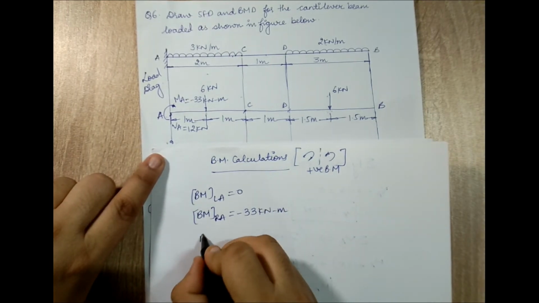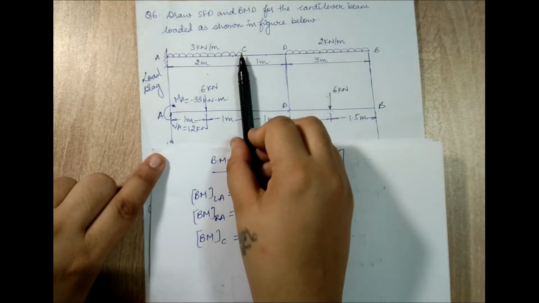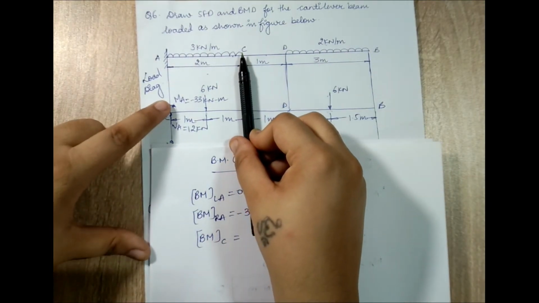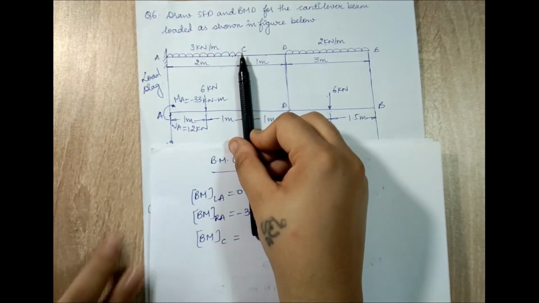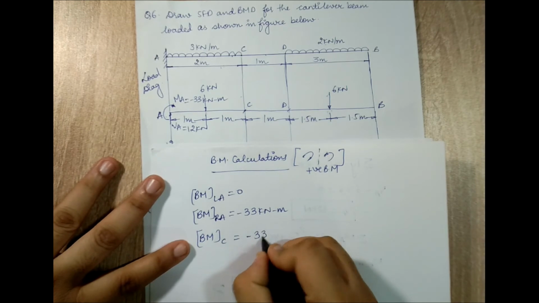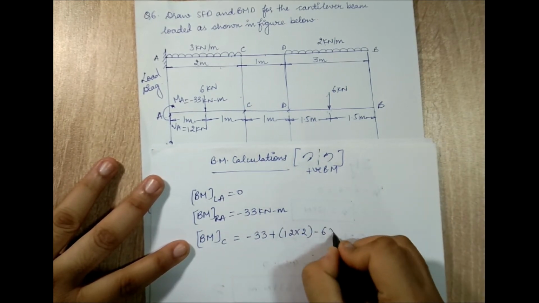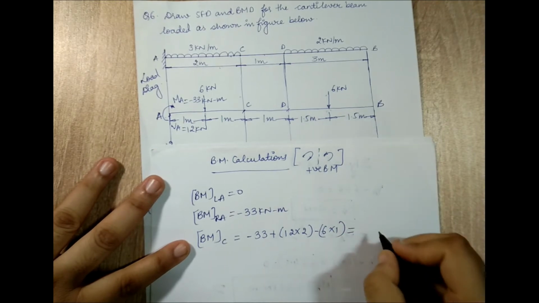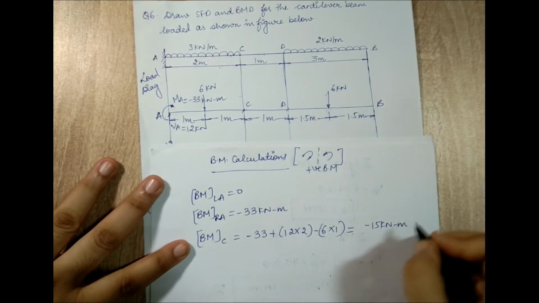Next I'll calculate the bending moment at point C. When I stand here, I can see MA, I can see VA turning clockwise and 6 turning anti-clockwise. So I'll write down minus 33 plus 12 into 2 minus 6 into 1. I get this answer as minus 15 kilonewton meter.